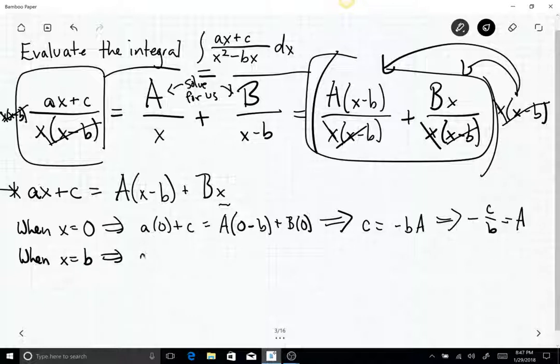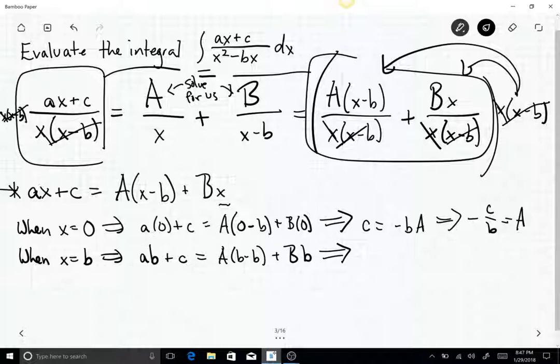Well, that means we have little a times little b plus c equals A times b minus b, which is going to be 0, plus B times little b. Okay, I know this looks crazy with all those symbols, but I'm just trying to illustrate that, hey, numbers aren't necessary for a lot of these.